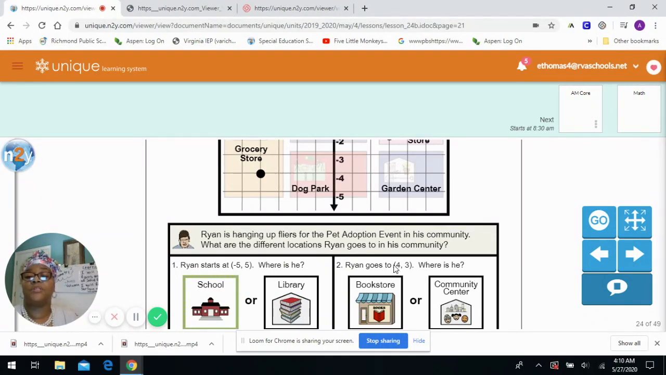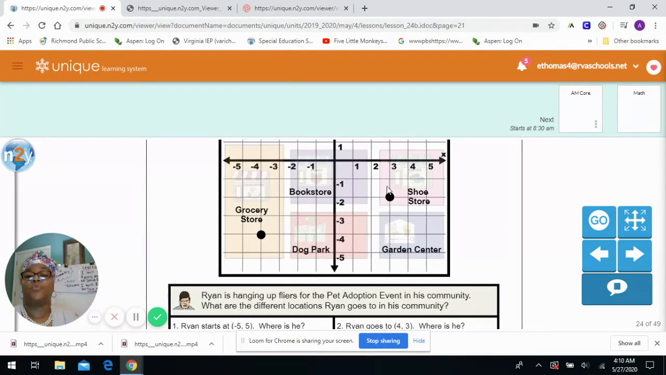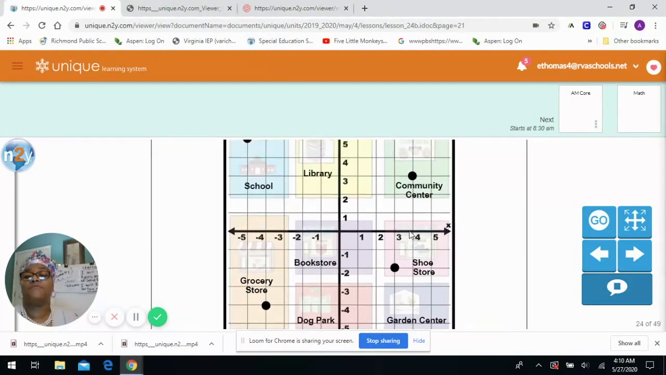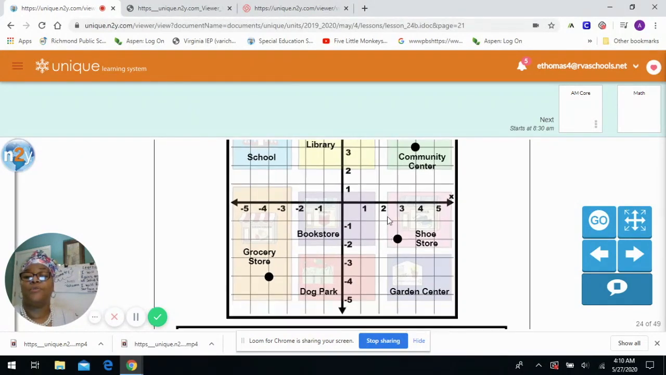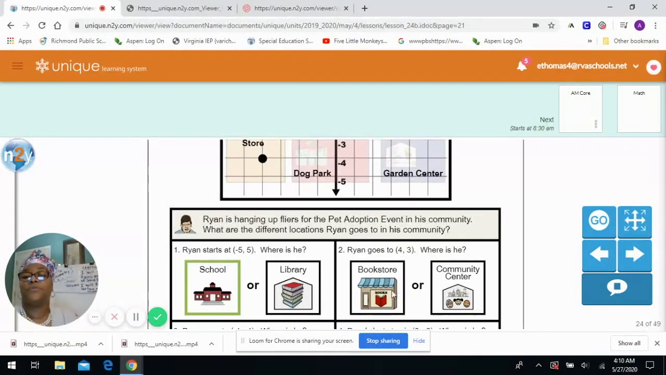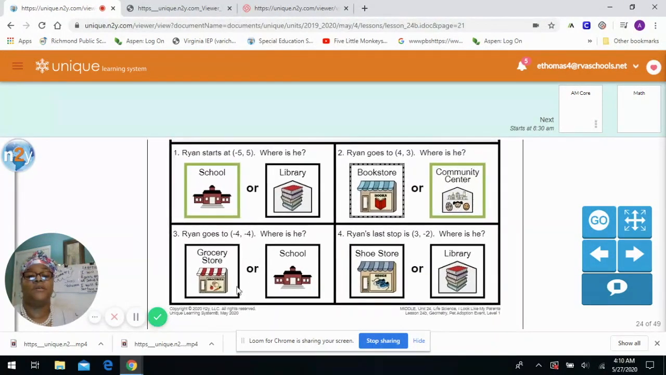So Ryan goes to 4, 3. Where is he? So there's +4 and +3. Remember, the first one is the X. So we'll go to +4, and +3. Where is he? The community center. So which one is the bookstore or community center? Community center. Very good.